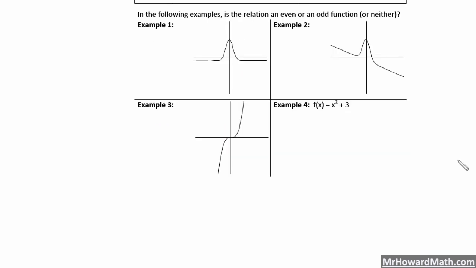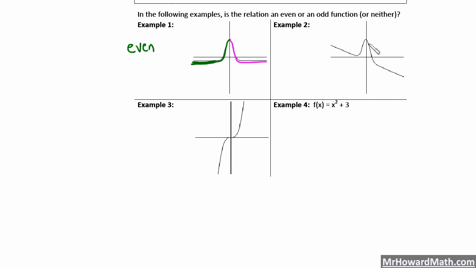In the following examples, is the relation an even or an odd function or neither? Well, looking at this, the drawing's not perfect, but you can see that it is symmetrical. If we just flip it over the y-axis, if we take this part right here and reflect it over the y-axis, it would lay on top of itself, right? That's not perfect, but if we flip the pink over, it would lay on top of the green. So it is an even function.